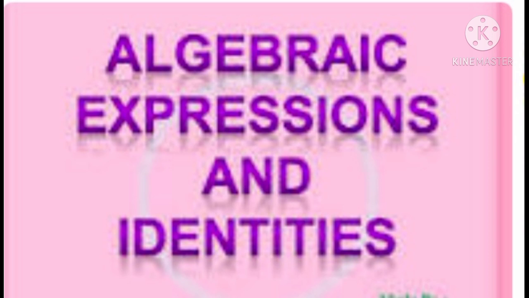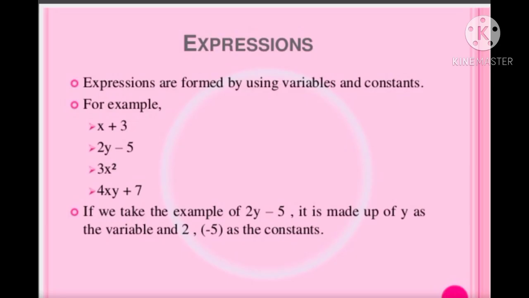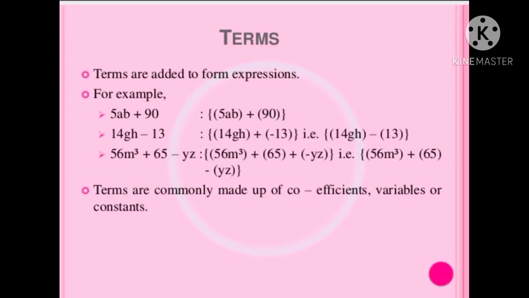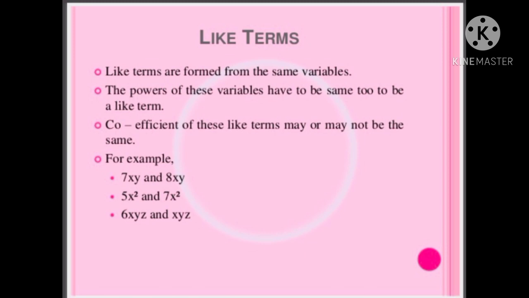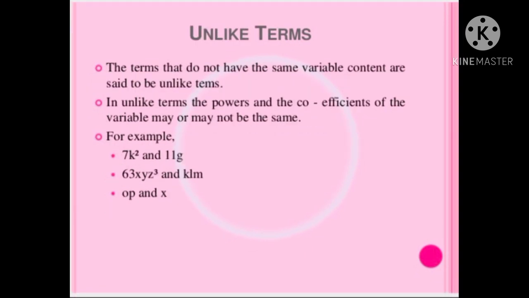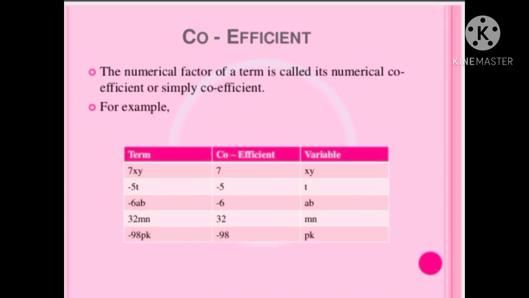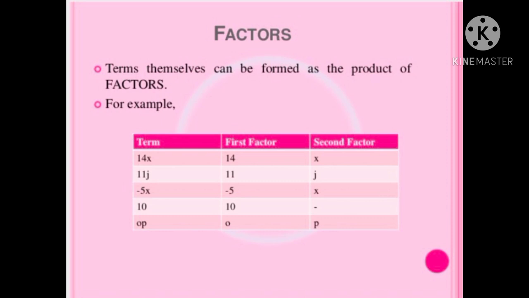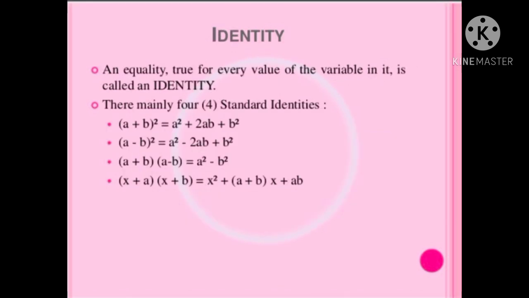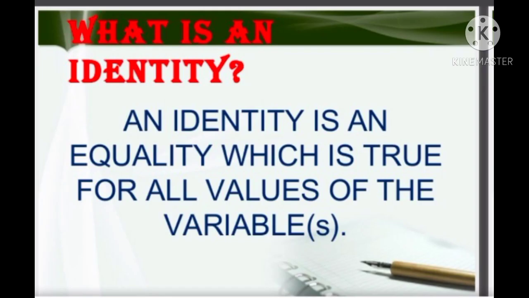Also, in the last sessions, we have learnt about the topics expressions, terms, like terms, unlike terms, coefficient, factors, and identity. Let's recall the definition of identity. What is an identity? An identity is an equality which is true for all values of the variable or variables.